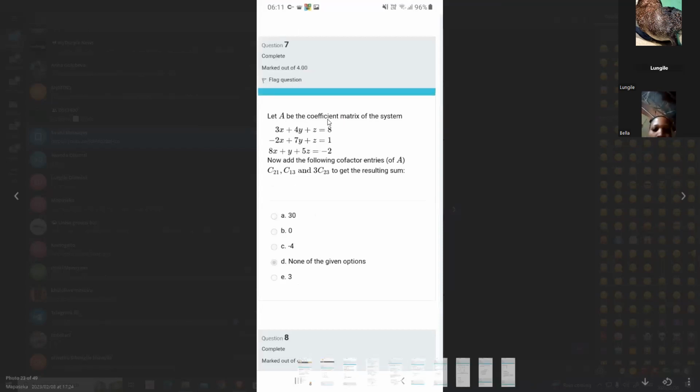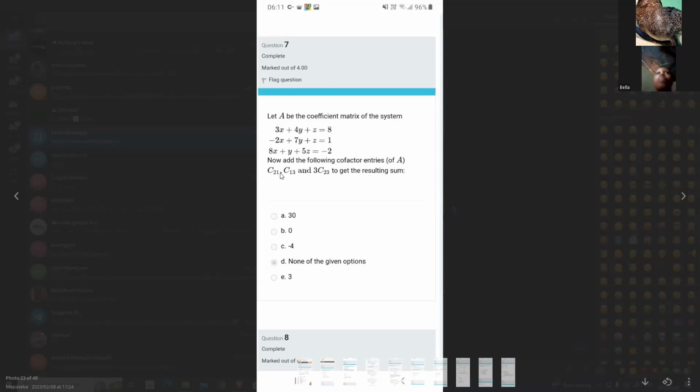Let A be the coefficient matrix of the system, right? A coefficient matrix. Remember, a coefficient is a number that is next to a letter. In this case, you disregard this one. It will be 3, 4, 1, minus 2, 7, 1, 8, 1, 5. Now add the following cofactor entries of A. So you take your A, you make a matrix out of these coefficients. It's going to be 3 by 3.